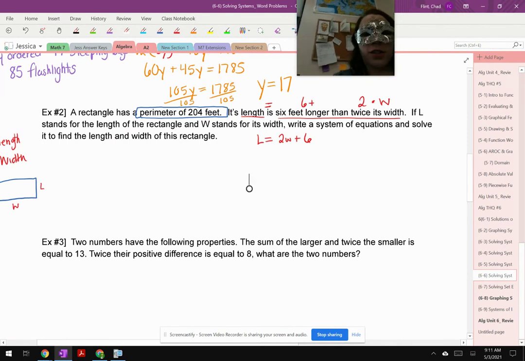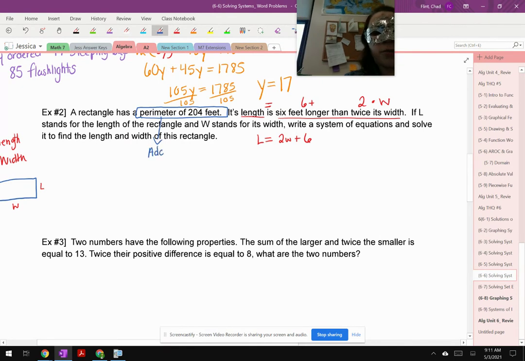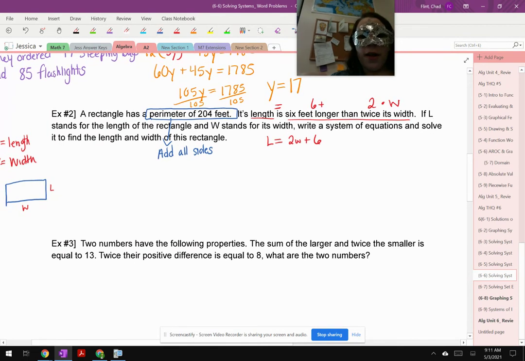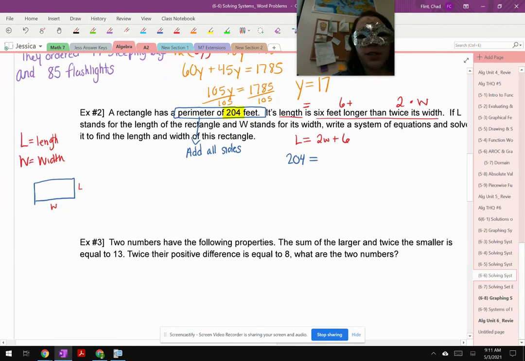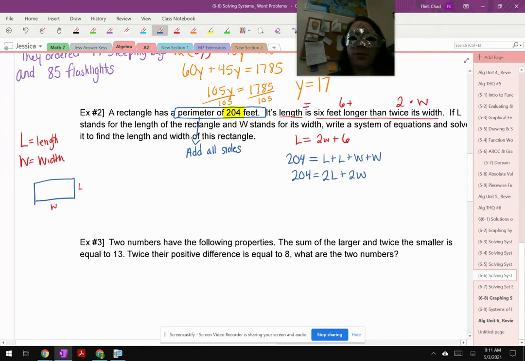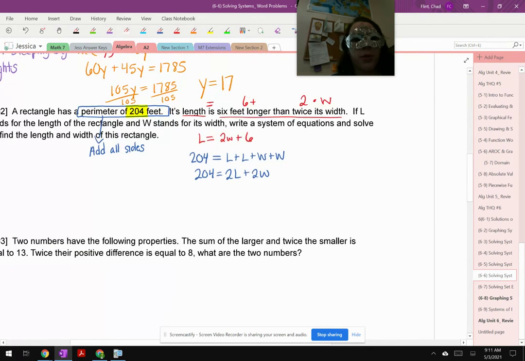That second equation is going to come from the perimeter. How do I find perimeter? Perimeter means add all sides. So the perimeter is 204. So 204, like that total, is equal to, how do I find the perimeter? I add all the sides together. So I'm going to add the length plus the length plus the width plus the width, which I can simplify into 2L plus 2W. All right, I have my 2 equations now.